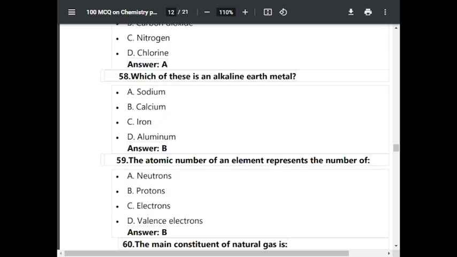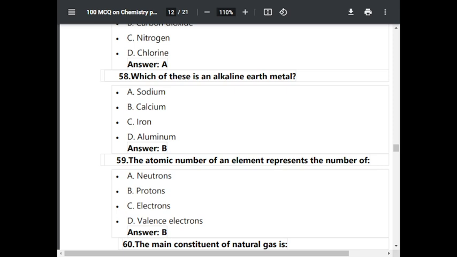Which of these is an alkaline earth metal? Option A, sodium. Option B, calcium. Option C, iron. Option D, aluminium. The correct answer is B, calcium. Your answer will be calcium is alkaline earth metal.